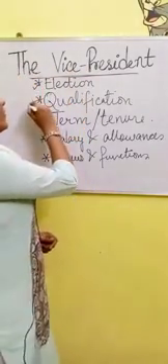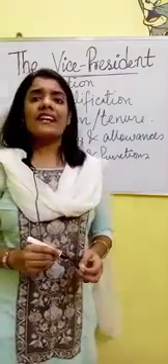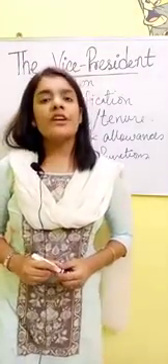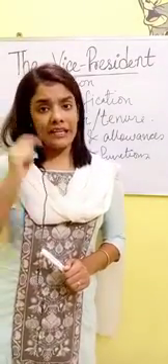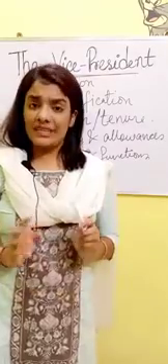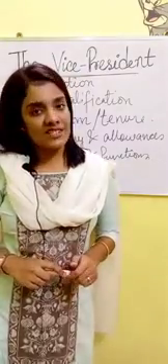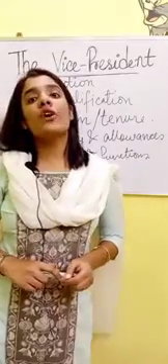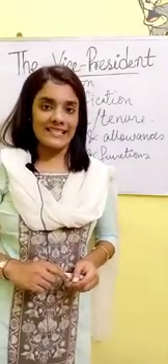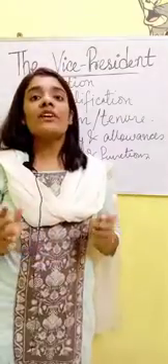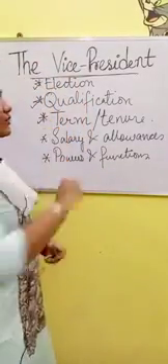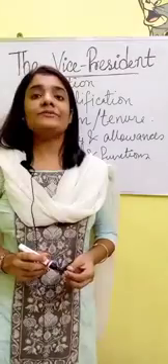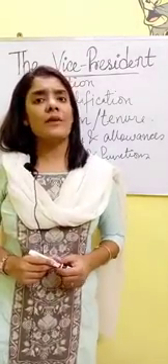Now, what about the qualification of the Vice President? The Vice President should be a citizen of India. He should not be less than 35 years of age. He should possess a sound mind. His name should be registered in the voters list. He should not be an undischarged insolvent. He should not hold any office of profit under any governmental agency. His qualifications are more or less the same as those of the President of India. Is that clear? Now we will move on to the term or tenure of his office. The Vice President remains in his office for a term of 5 years.